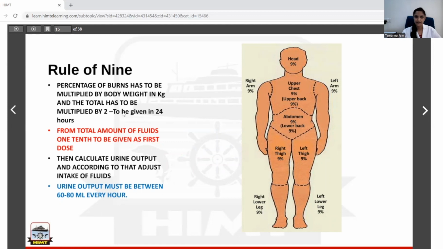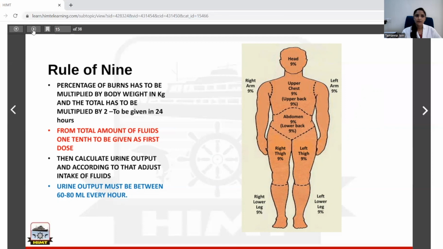There is a formula here. And then we will continue giving drips according to the urine output. So urine output must be between 60 to 80 ml every hour. If such is the situation, continuously the same amount of drips can be given. When the urine output is less, then we have to increase the drip. If the urine output is too much, we have to decrease the amount of drips to be given.